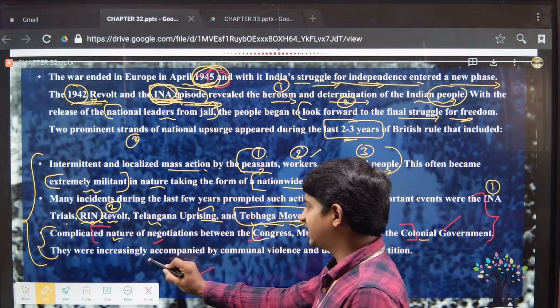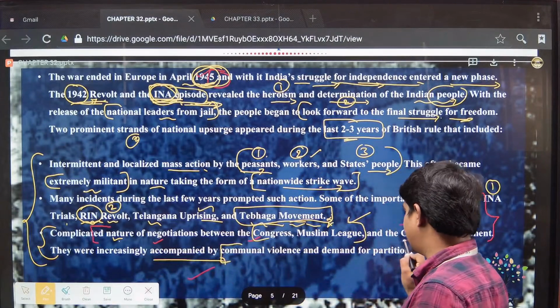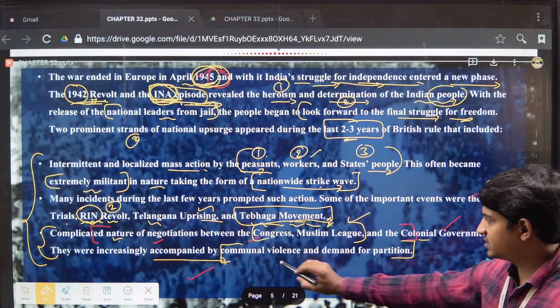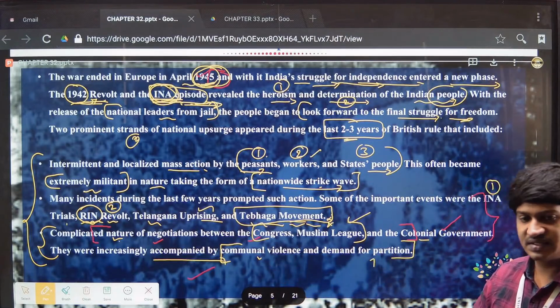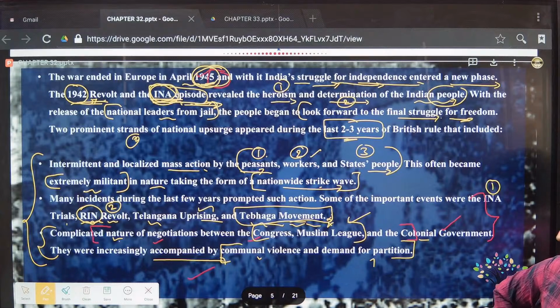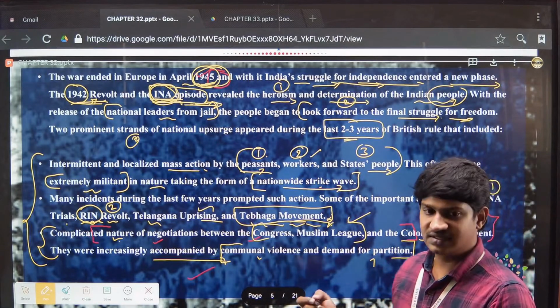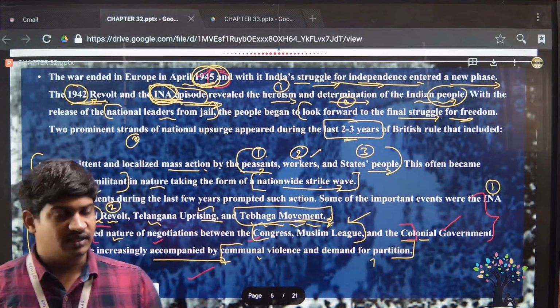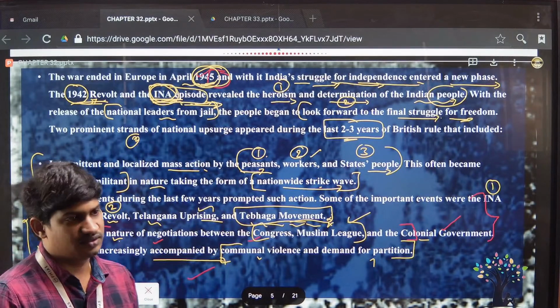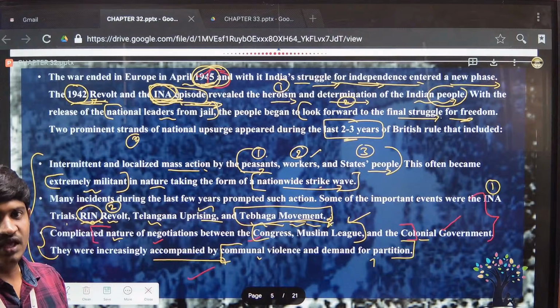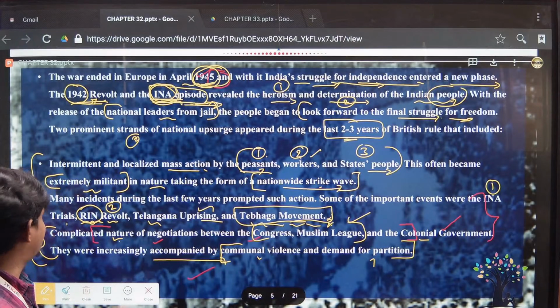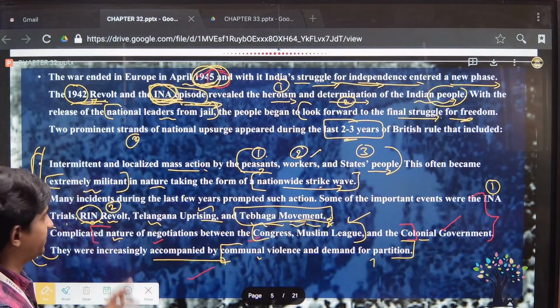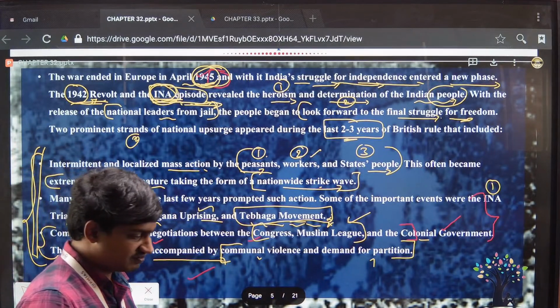And next, they were increasingly accompanied by communal violence and the demand for partition. This demand for partition was put forth by the Indian National Congress as well as the Muslim League. But the Muslim League went one step ahead and demanded a separate territory or country with a Muslim-dominated area. So what boosted the last phase of the freedom struggle are these three incidents. This is quite important in terms of Mains answer writing.